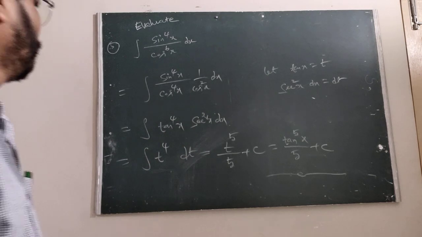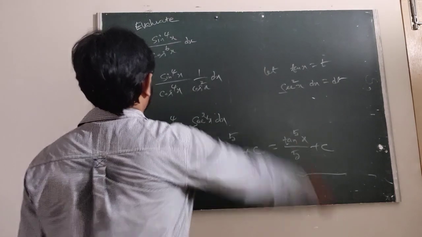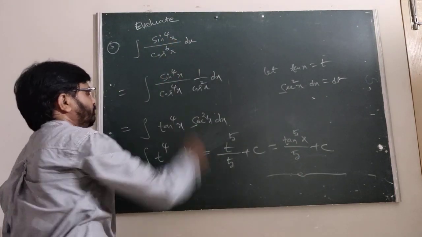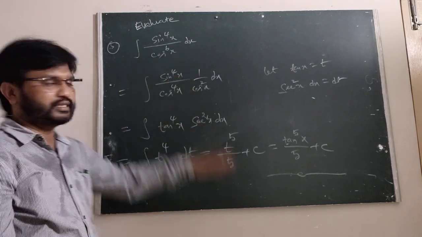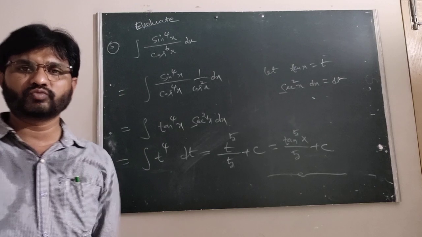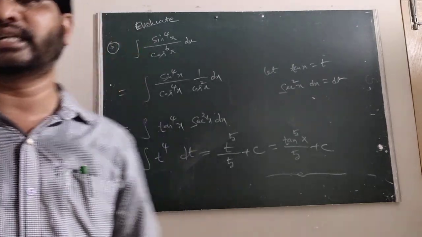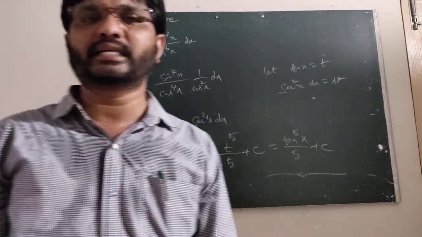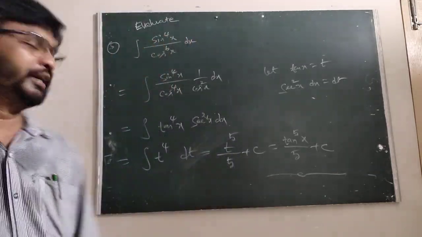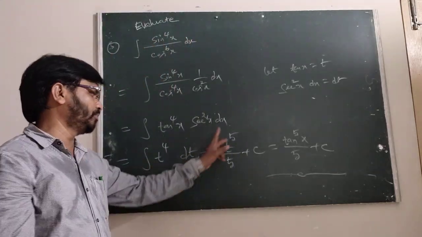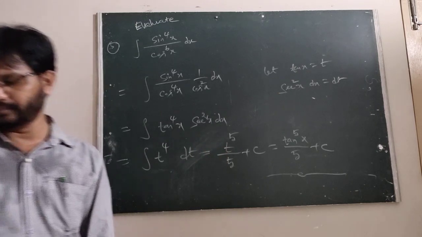Okay. Now we are going to the next one. Here in this case we have to take sin by cos, and the remaining is cos square. This is tan power 4x, and 1 by cos square is secant square. In this case we take only tan x as t. The derivative of tan x is secant square x into dx equal to dt. Therefore integral t power 4 dt is t power 5 by 5 plus c.